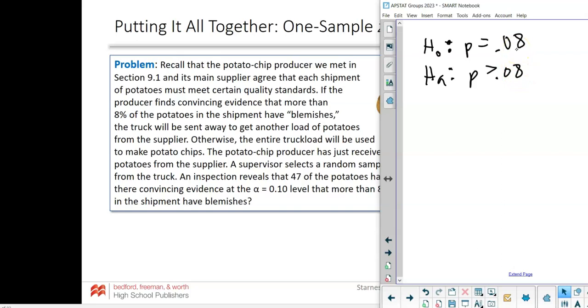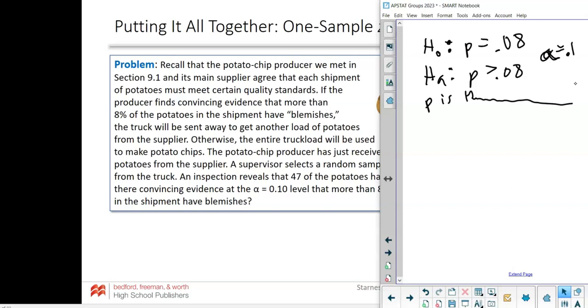So in the state step, you also need to give the significance level, so you want to say alpha. I'm not good at the Greek letters sometimes, but you get the idea. Alpha is 10%, so that's unusual. Usually it's 0.1. You also want to define the parameter. So p is, and you say this in words, the true proportion of potatoes that have blemishes in the delivery on the truck.